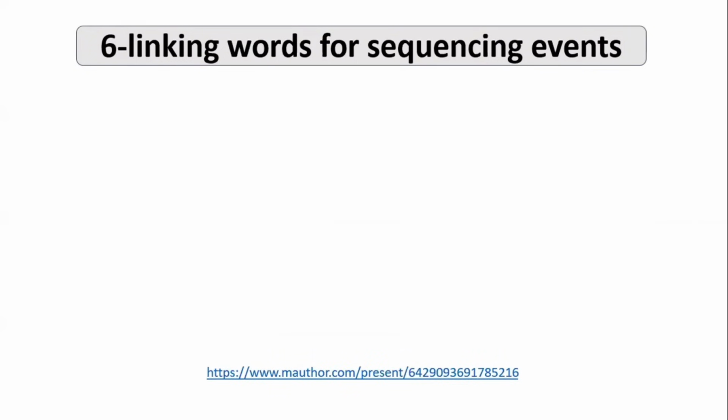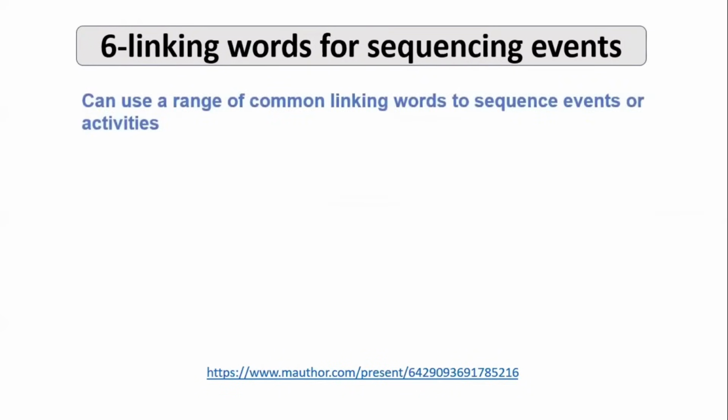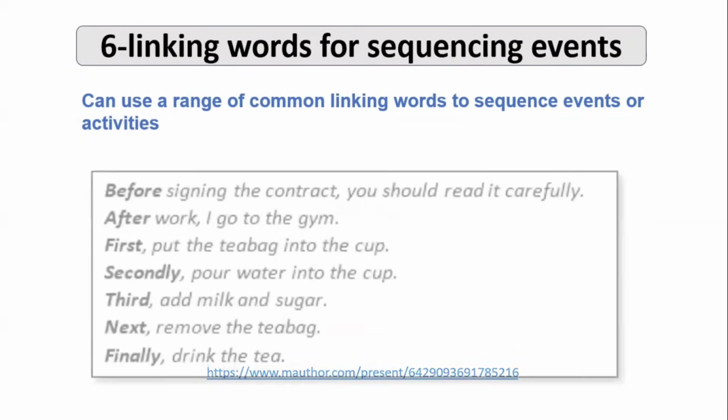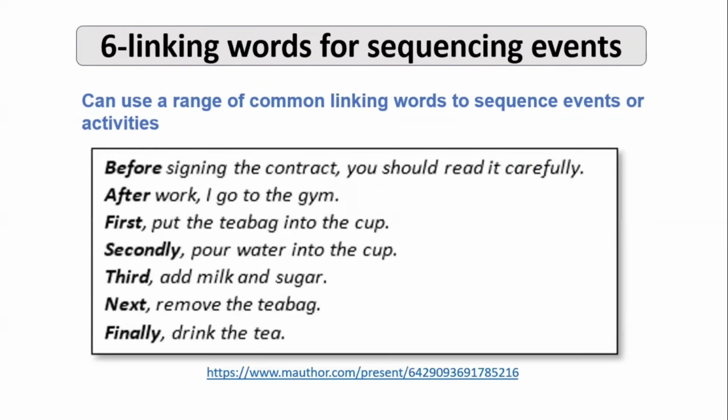And I think this one is again very, very easy. It's just being able to use a range of common linking words to sequence events. Sequence events يعني لتتابع الأحداث. تتابع يعني words like before, قبل, after, بعد, first, secondly, third, أولا, ثانيا, ثالثا. This is what we mean when we say sequencing, okay?